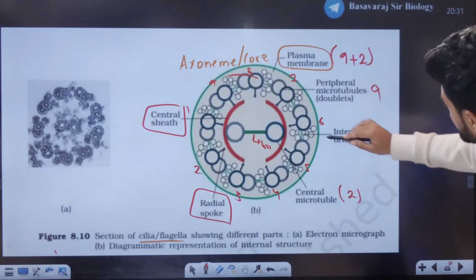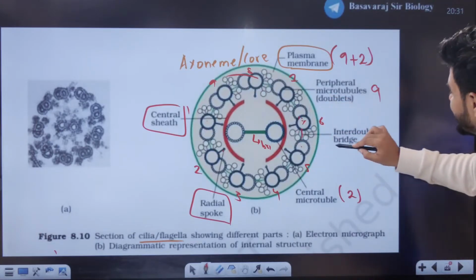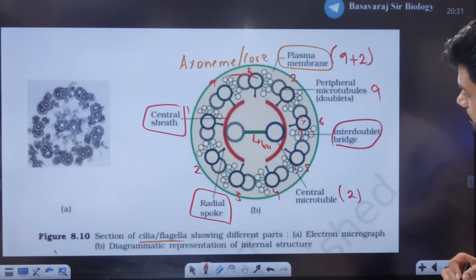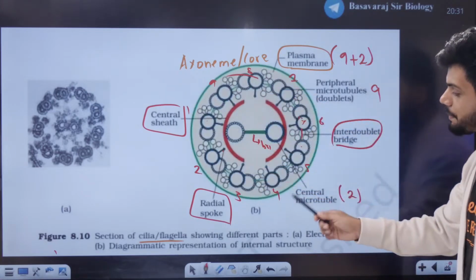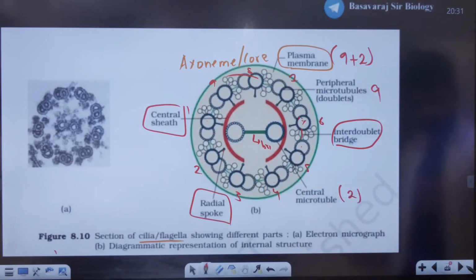Okay. Connecting the two different types of microtubules is the interdoublet bridge. The entire peripheral microtubules are present in doublets. Can you see? 1, 2 doublets, A and B doublets.